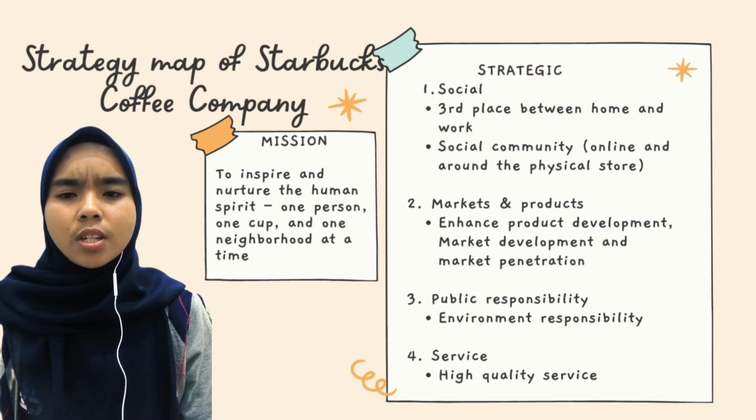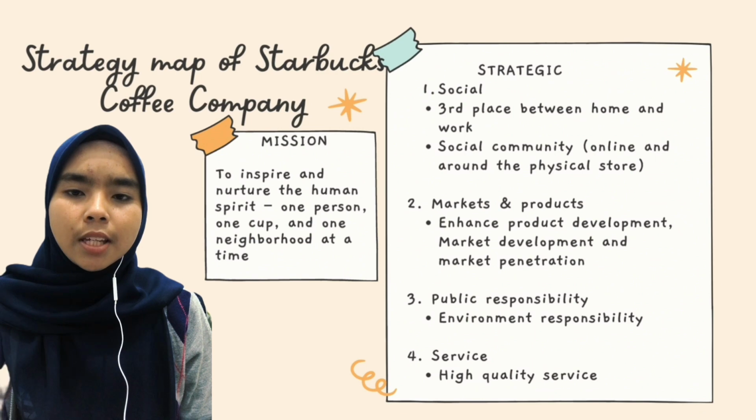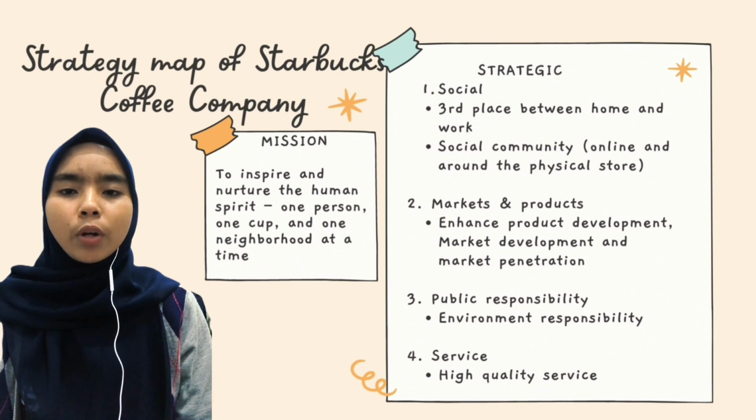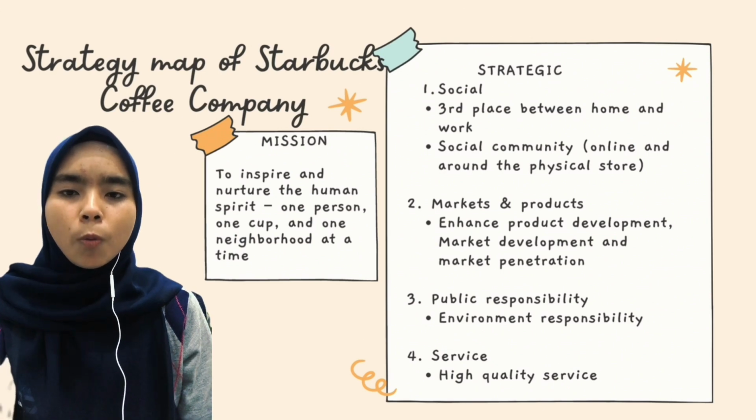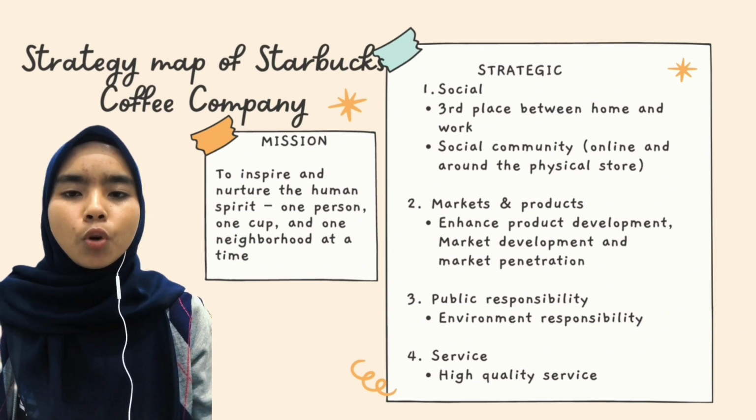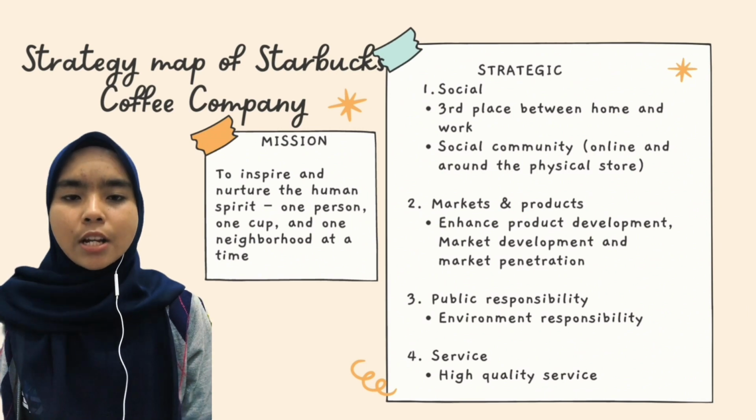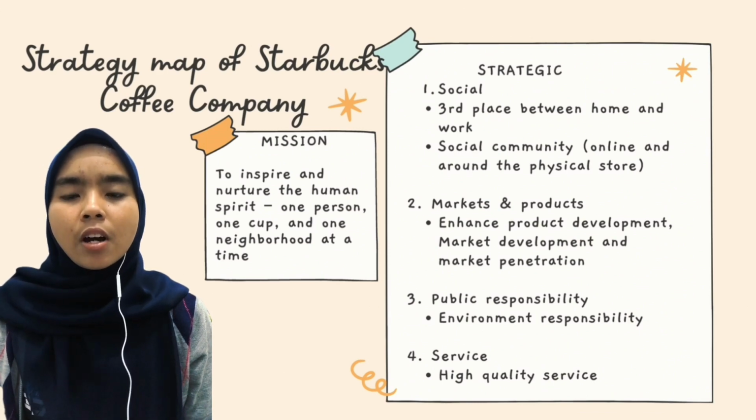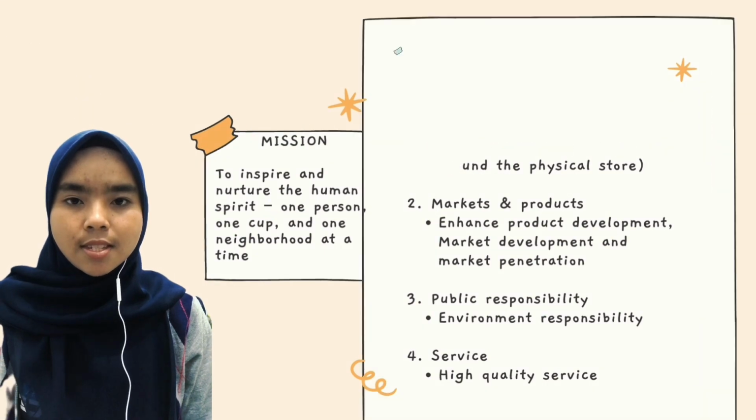For a more in-depth look into this study, we will look at the Starbucks Coffee Company strategy map. The mission of Starbucks is to inspire and nurture the human spirit, one person, one cup and one neighborhood at a time. Their strategy is first social: a third place between home and work, a social community which is online. For markets and product: enhanced product development, market development and market penetration. For public responsibility: environmental responsibility and also giving back to the community served, both on the local and international level. And last, for service: high quality service.